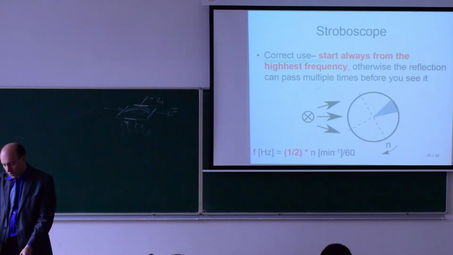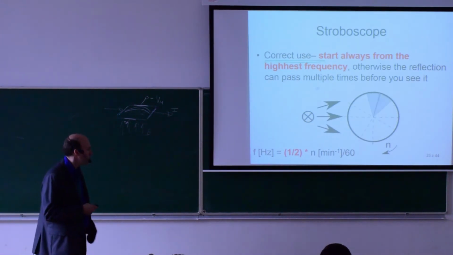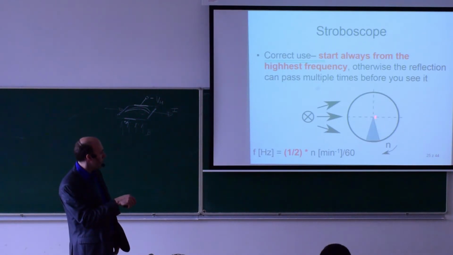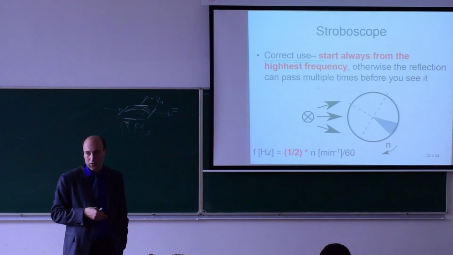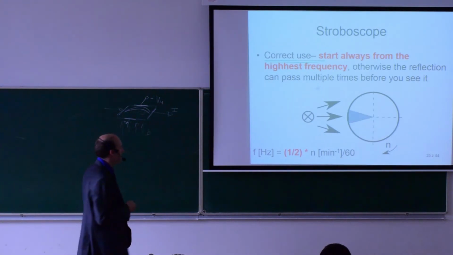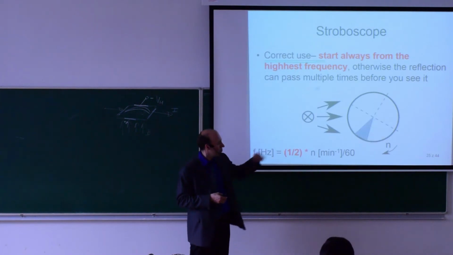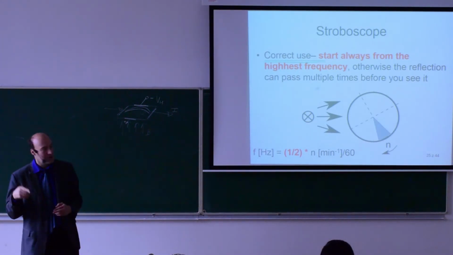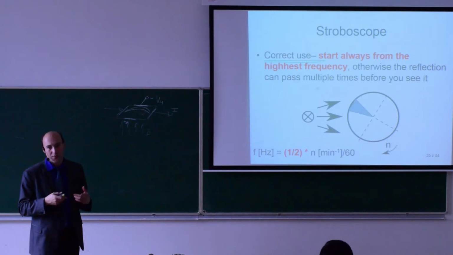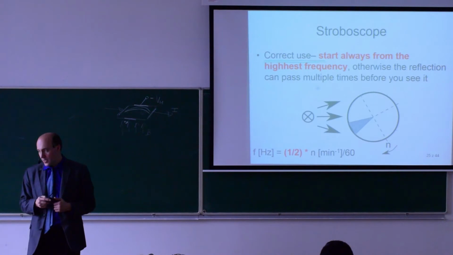So with a stroboscope, you should always start with the highest frequency of flashes, and you will see two reflections, and then it's correct. If you start from the lowest setting, then something like this will happen. The sticker will pass two times, and you will not be able to see that. So we will also have a chance to try this out in the labs.